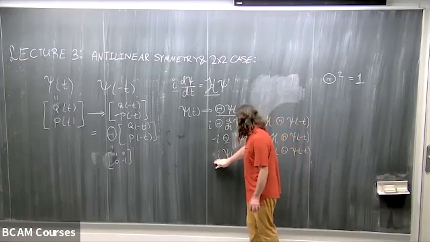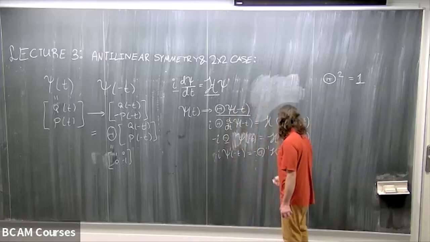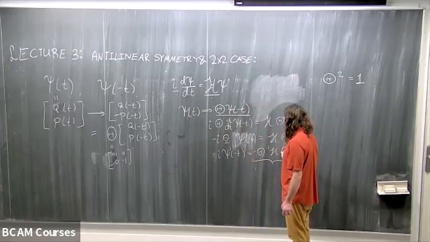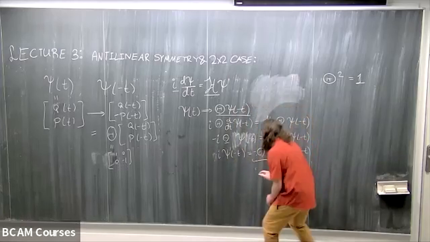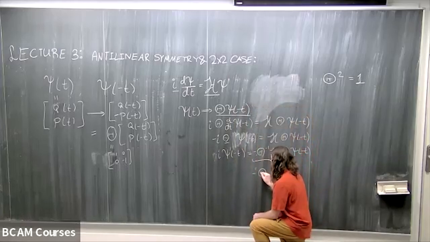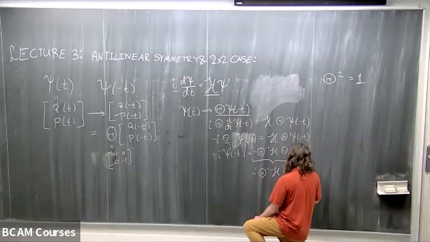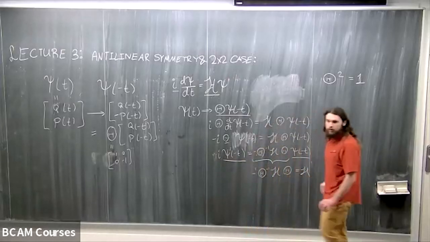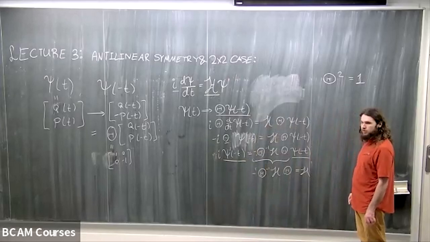And then I can move the minus sign over here. And so in essence, what I've learned is that this time reversal operator and this Hamiltonian generator need to be related in the following sense. So I need to have minus theta inverse H theta equals H. So that way, this state vector is then a solution of the original Schrodinger equation. Okay.